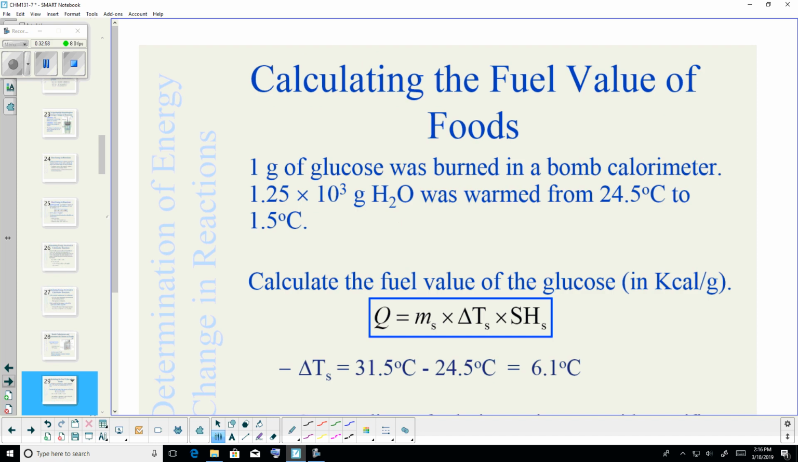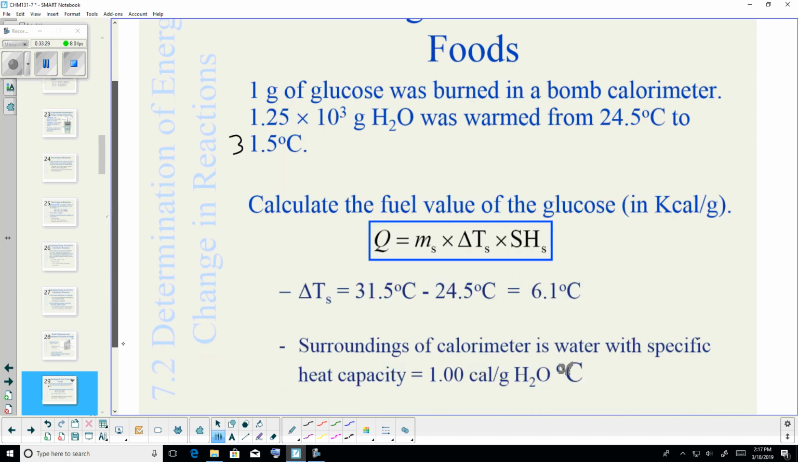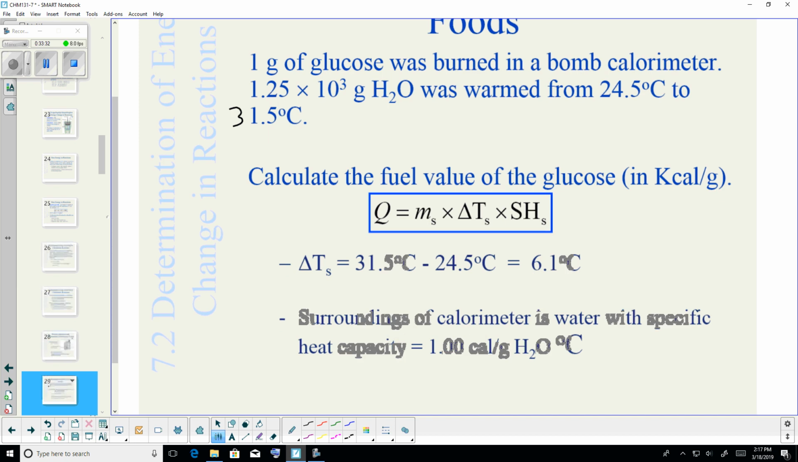So 1 gram of glucose is burned in a bomb calorimeter containing 1,250 grams of water. It went from 24.5 degrees to 31.5 degrees C. Calculate the fuel value. Change in temperature was 31.5 minus 24.5, 7.0 degrees. The surroundings of the calorimeter is water with a specific heat capacity of 1 calorie per gram per degree C.